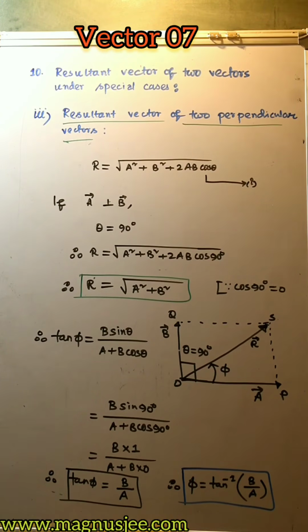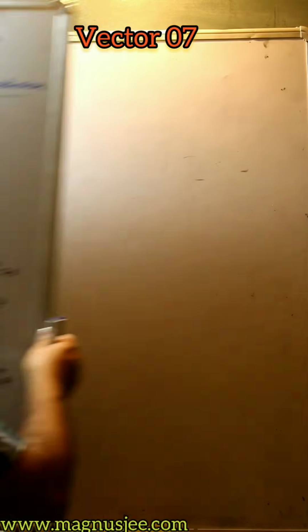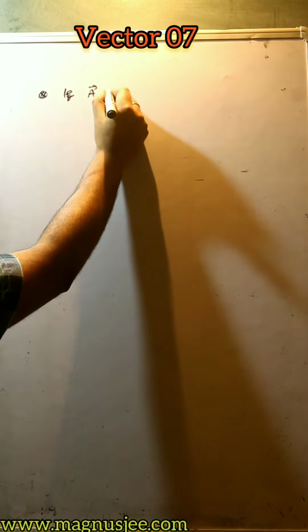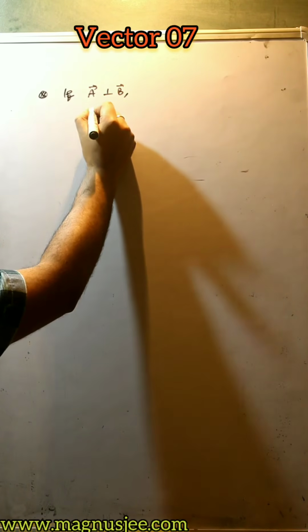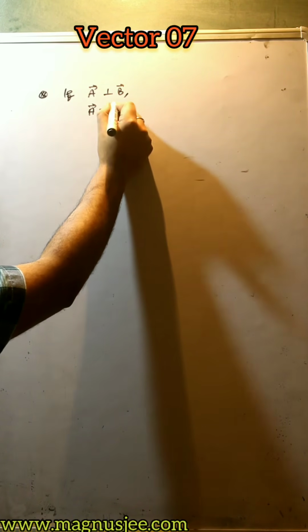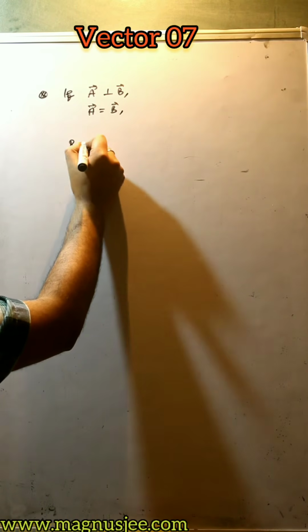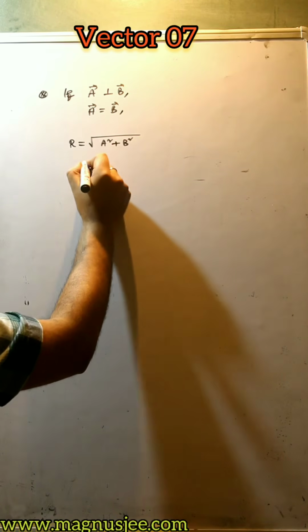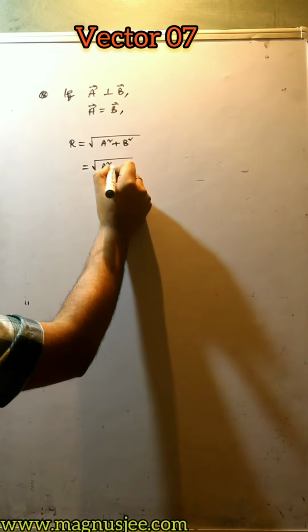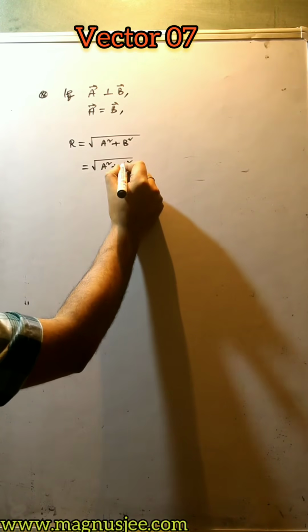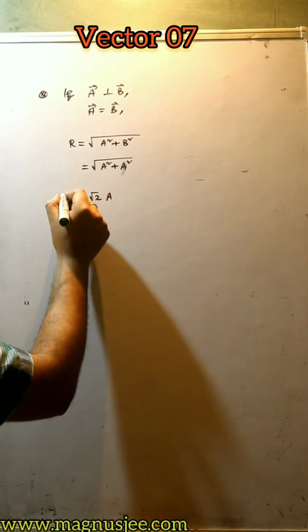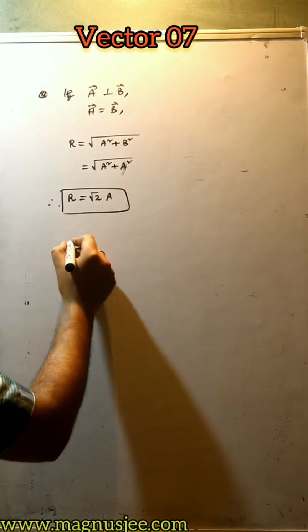This is the angle at which the resultant vector acts with vector A. If vector A equals vector B, and vector A is perpendicular to vector B, then R will be root over A square plus B square, because the two vectors are perpendicular. So root over A square plus A square, since A equals B. Therefore the resultant vector R will be equal to root 2 times A, root 2A.